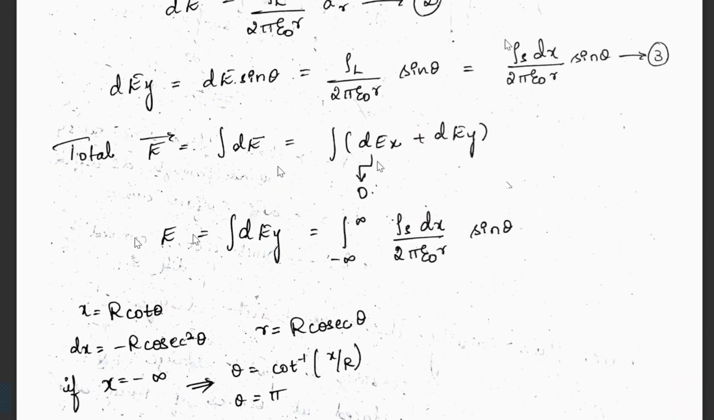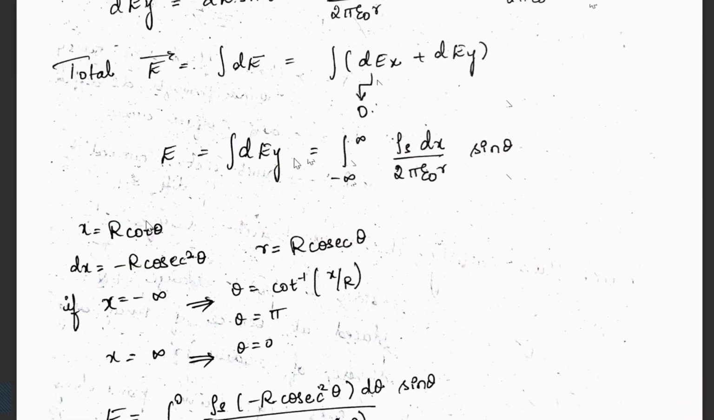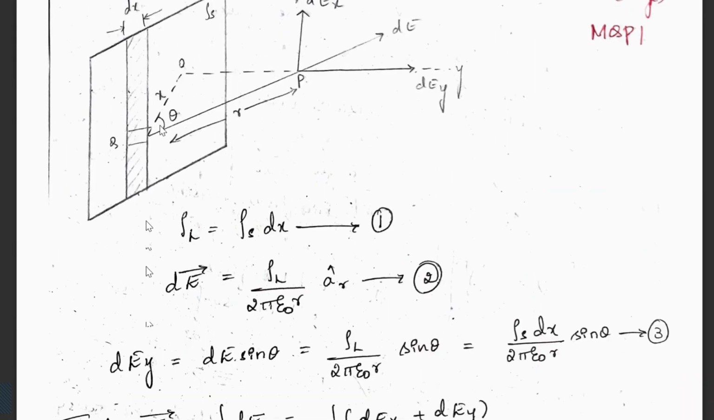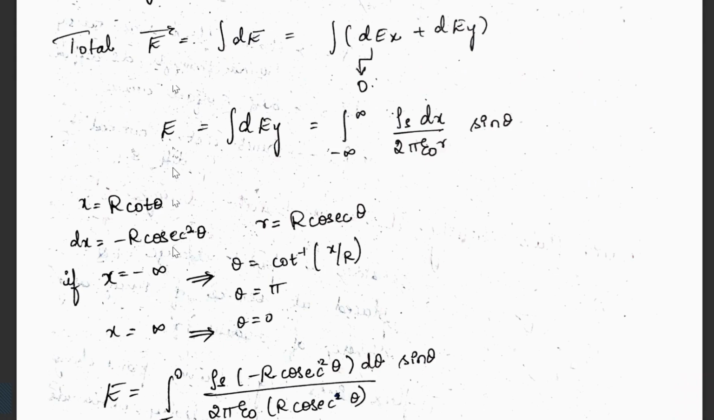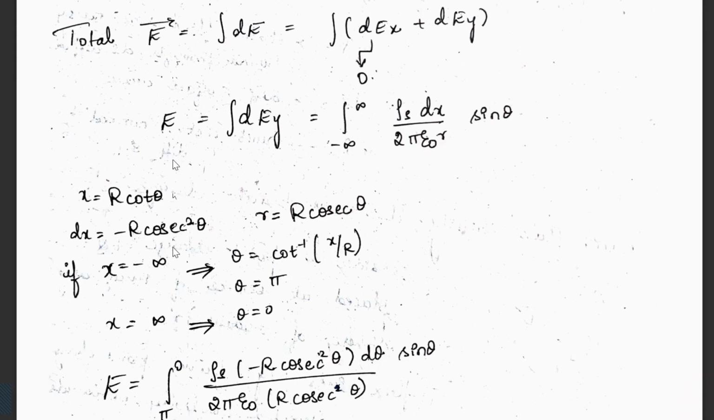So what happens? E is equal to integration of dEy, that is equal to limit from minus infinity to infinity. Substitute this equation 3 here. Now from again here find the cot theta for this theta. What do we get? x by r is equal to cot theta. x is equal to r cot theta. Differentiated, dx is equal to minus r times the differentiation of cot theta, which is minus cosecant square theta. Now find out for cosecant theta. That is r by small r by capital R. So small r is equal to capital R cosecant theta.